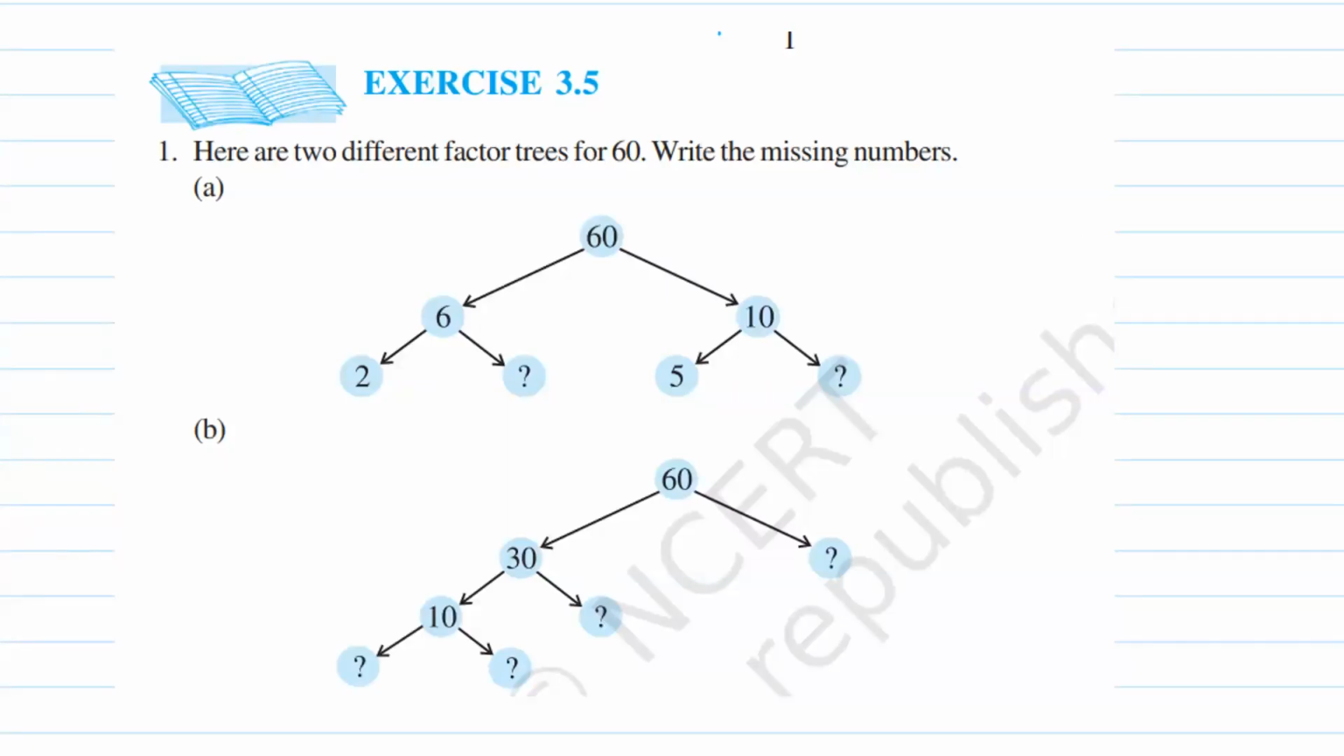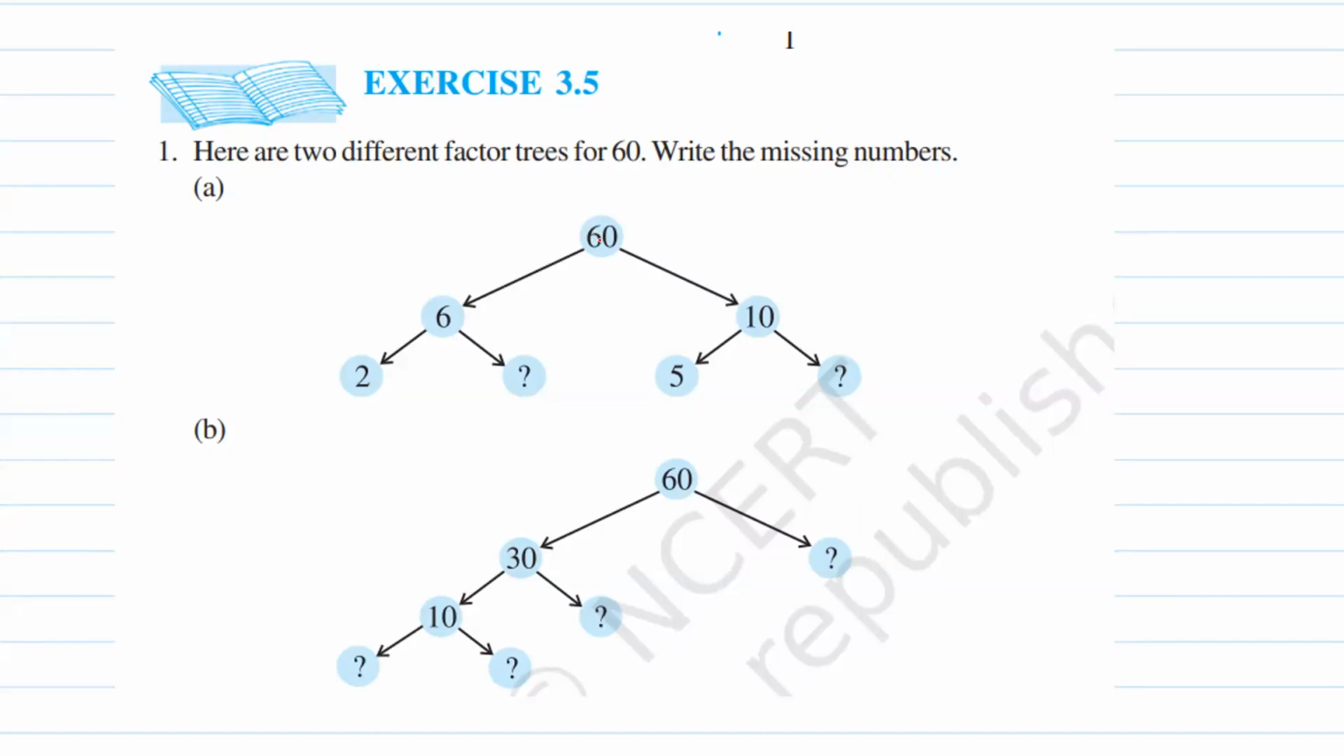Hello students, in this video we will continue with the third chapter, Playing with Numbers, solution of exercise 3.5. The first question of the exercise says that here are two different factor trees for 60, and you have to fill in the missing numbers. So you have to just fill in the factors of 60 like this.